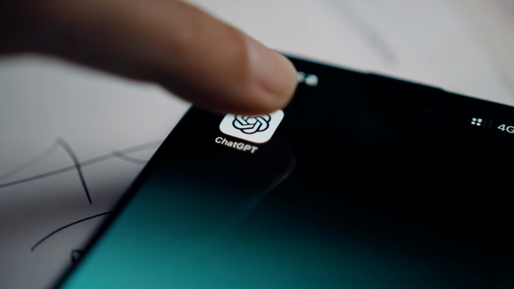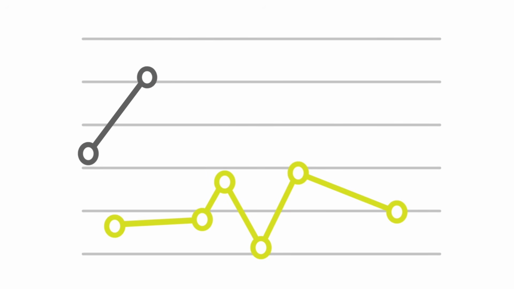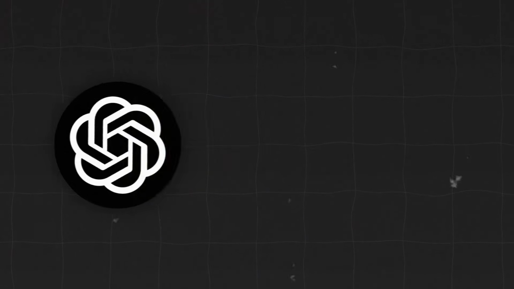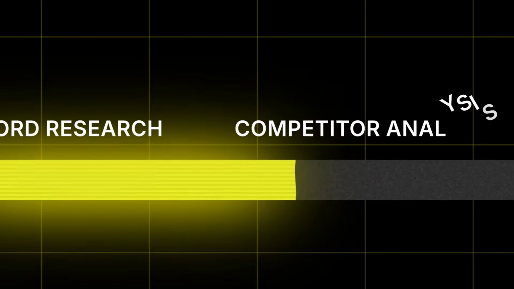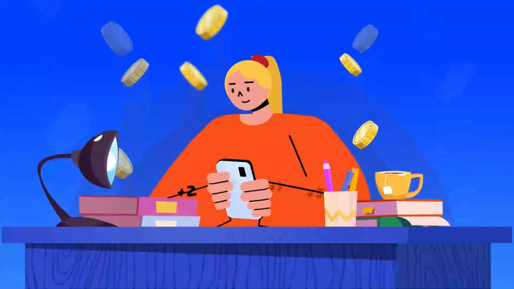ChatGPT is powerful, but there's one big problem nobody talks about. It doesn't actually have real SEO data. So what if you could fix that and turn it into a real research tool? In this video, I'm going to show you how I connected ChatGPT to Semrush and how it completely changed how I do keyword research, competitor analysis, and content ideas. If you're into SEO, content creation, or making money online, this is something you need to see.